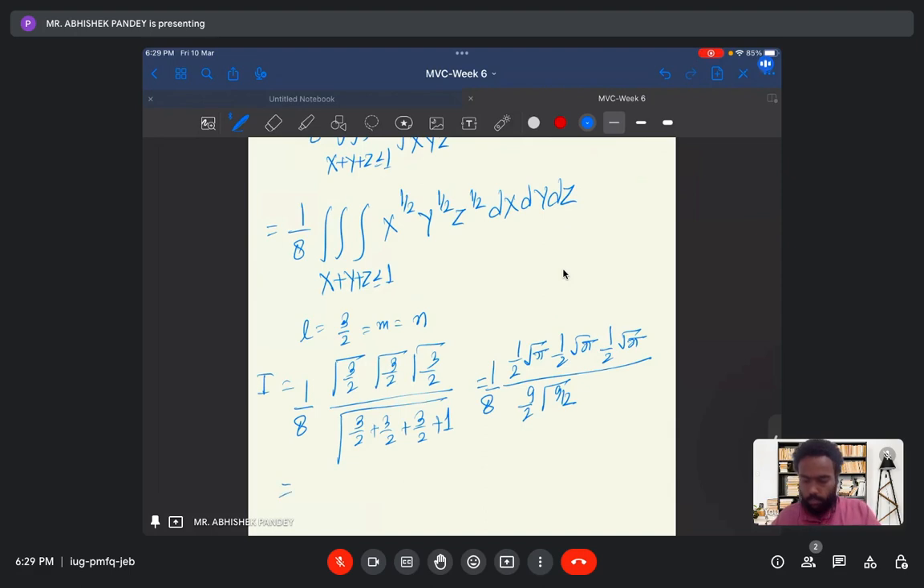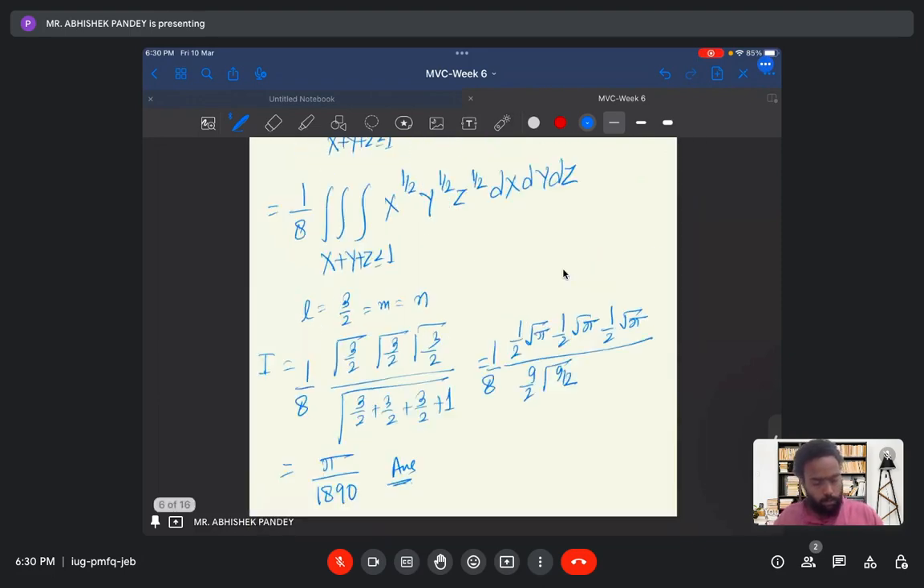So once you calculate this, you will get pi by 1890. This is your answer. I hope this one is clear.